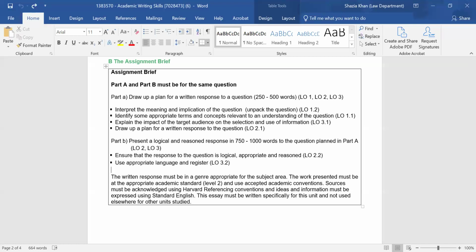Make sure you are referencing fully towards the end. I'll give you another example of the referencing at the end. Where's the referencing? Let me just have a look. I have a question.